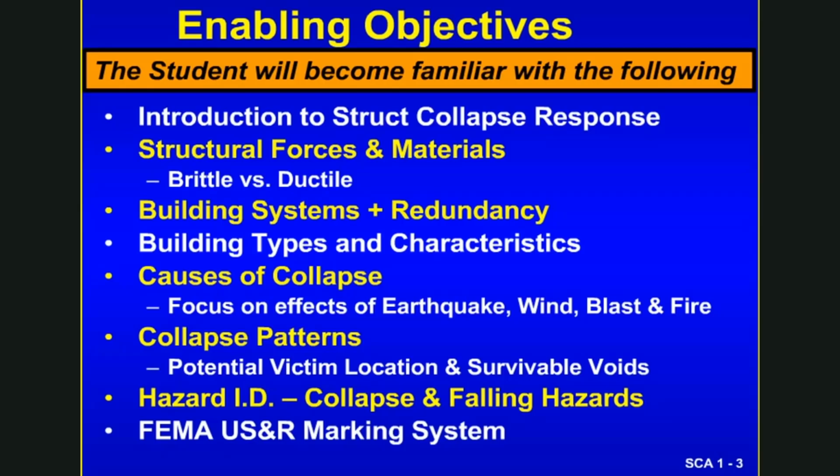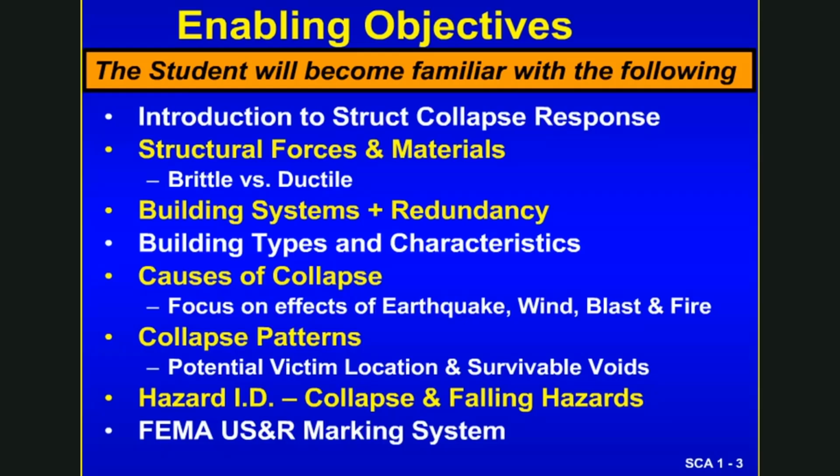We'll talk a little bit about building systems and how some systems have redundancy and some do not. There'll be a short review on building types and characteristics. These characteristics mostly will be explained in the manual. And then for the major portions of the talk, we'll talk in depth about the causes of collapse, where we'll focus on earthquake, wind, blast, and fire.